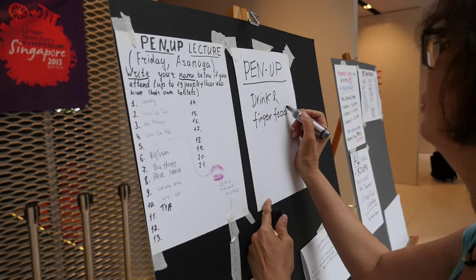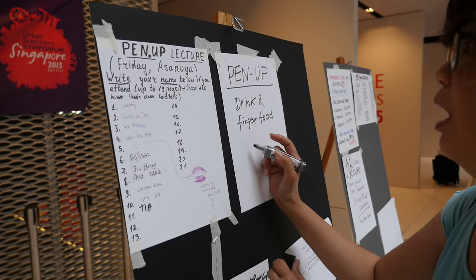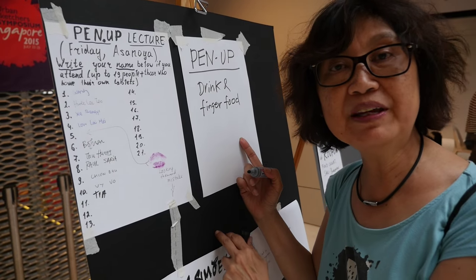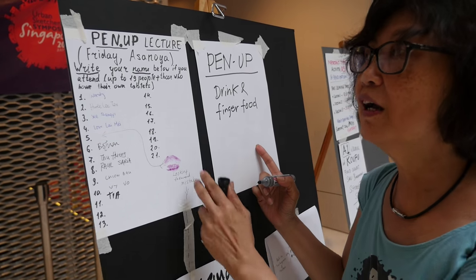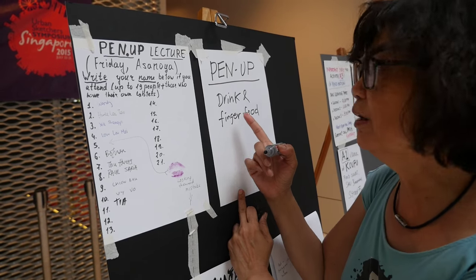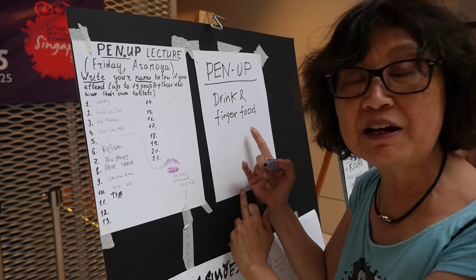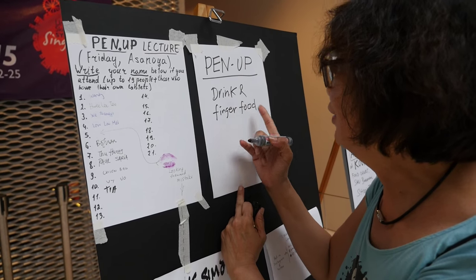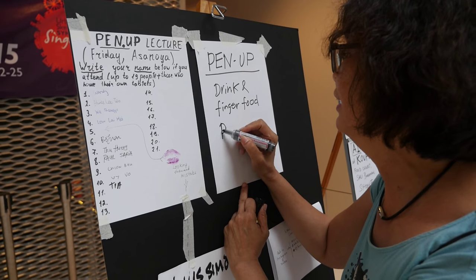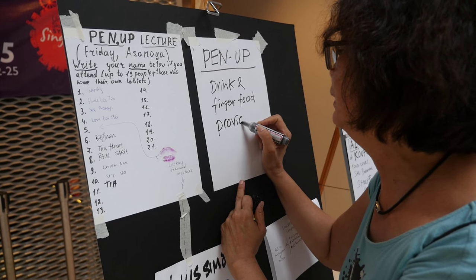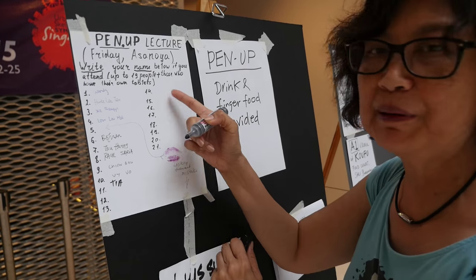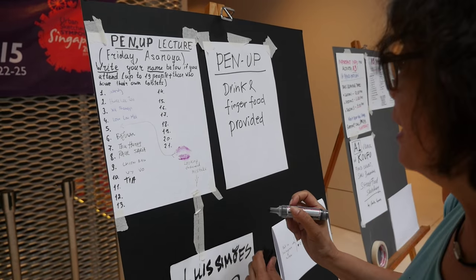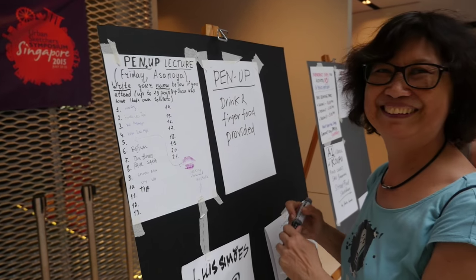Yeah, what are you drawing? Oh, you're not drawing. What are you writing? Today there's a panel event at 7 o'clock at Asanoya. So the sponsor panel is very nice to give us food and finger food provided. Oh, okay. So please attend and you have to sign up. Ask people to come and sign up. Sign up. All right, thank you.